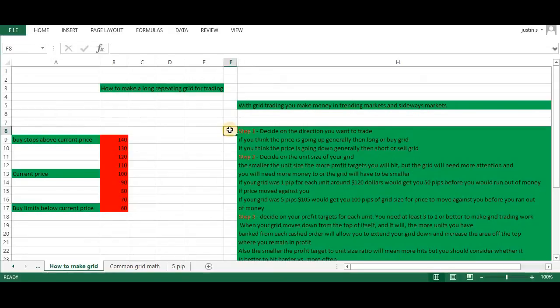So step 1 in trading our grid would be to decide on the direction we want to trade. If we think price is going up generally, then we want to use a long or buy grid. If we think price is going down generally, then we want to use a short or sell grid. We will not be using any combination of buy and sell orders or hedging at all. We will trade in only one direction.